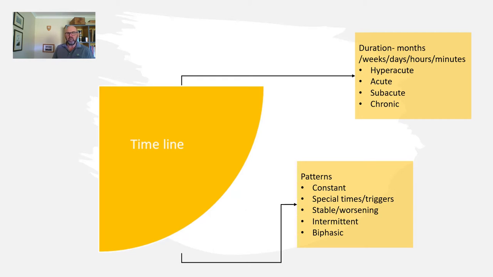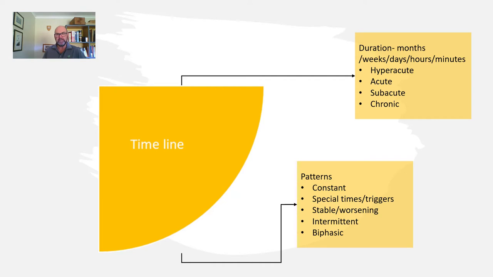Most scripts are going to show one of two particular patterns. Firstly, that the problem is constant in nature, or secondly, that it comes and goes. If it is constant, the script should also include whether it's likely to worsen or improve over time, and whether or not a particular time or an event triggers the symptoms. This is equally important when the symptom is intermittent, and the other thing we need to look for is whether there's some biphasic pattern to the symptoms.